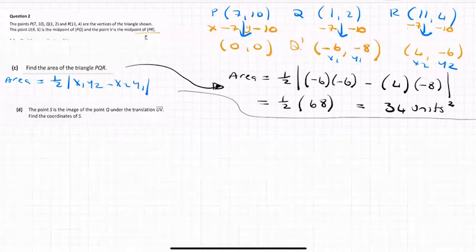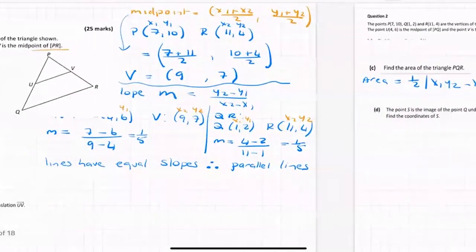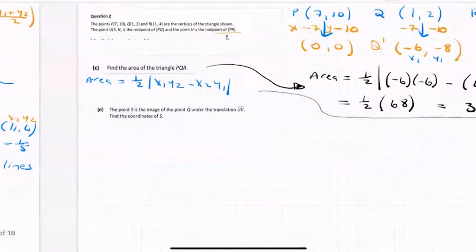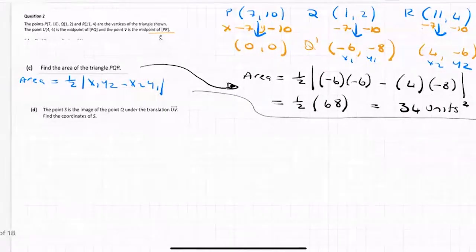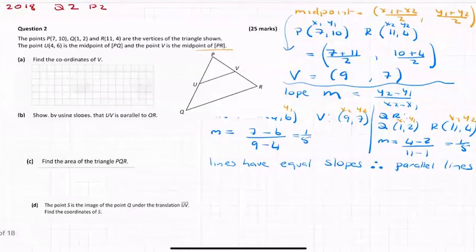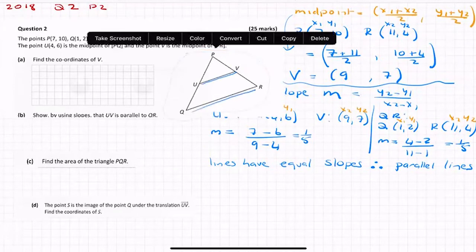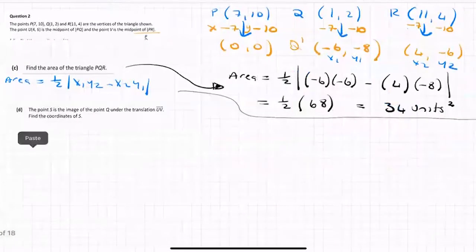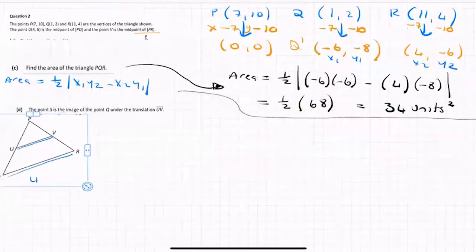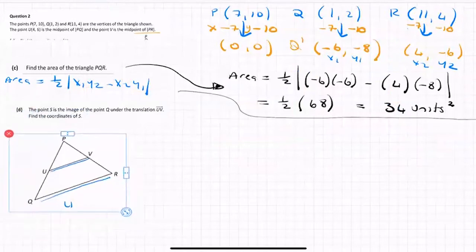So D then, and not so much coordinate geometry, in fact not coordinate geometry at all. It says the point S is the image of the point Q under the translation UV. Find the coordinates of S. So what does that mean? Okay, let me see now if I can copy this. It would be nice to have a little picture over here for ourselves. Okay. So the point S is the image of the point Q under the translation UV.